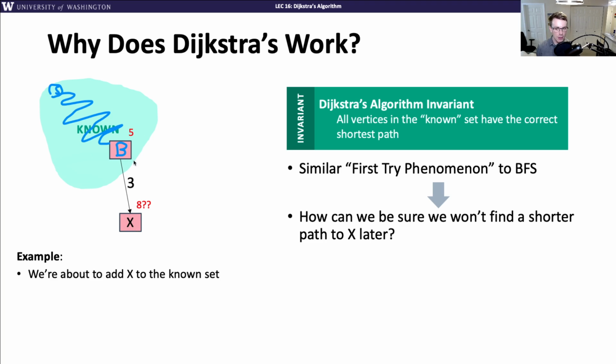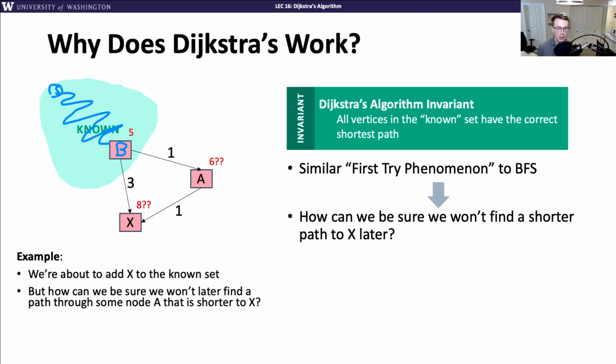in our perimeter. And so we're going to say, hey, the distance to B, which is in my known set, is 5. The distance from B to X is 3. So that results in a path of 8. 8 currently looks like my shortest path, my shortest distance node. So I'm going to add it to my known set. Now, the concern here is what if there were another path to X that would result in a shorter path cost? So how can we know for certain that this other path won't exist?